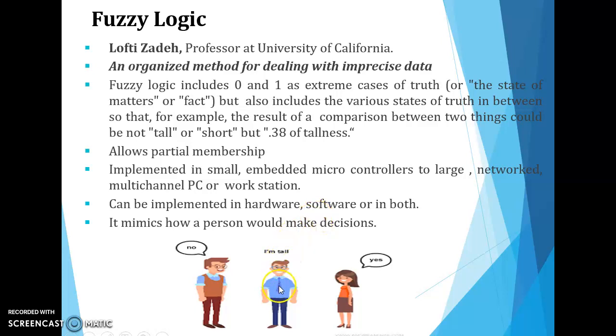So you can see here the person telling that I am tall. Someone who is shorter than the tall person will accept that one. But someone who is taller than the person who says I am tall won't accept. So instead of saying he is tall, which is a fuzzy term, I can define 0.8 of tallness.